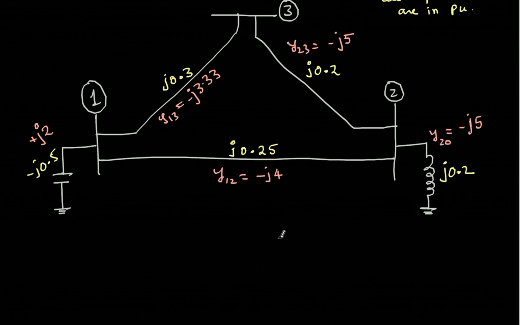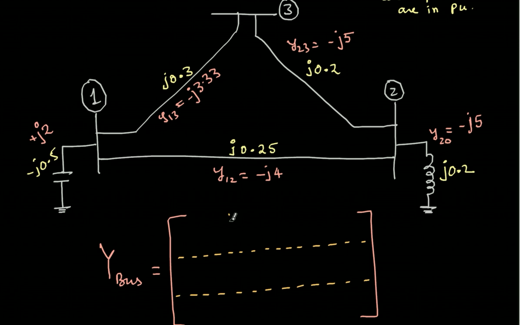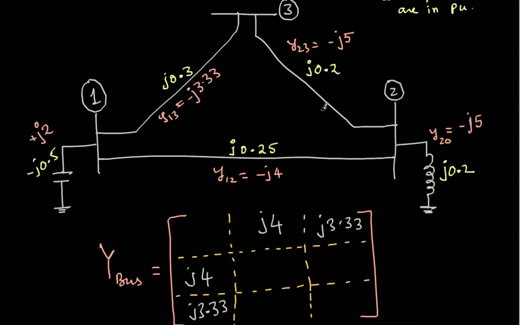So now let me write down the Y bus. So what will be the Y bus? So Y bus for the system, let me make a 3 by 3 grid. And first I look at the off diagonal elements. So when I look at the off diagonal elements, Y12 will be minus j4, so it will become plus j4. Y13 will be plus j3.33. So the j4 will copy here, j3.33 will copy here. And between 2 and 3 is minus j5, so it will become plus j5, and this also will become plus j5.